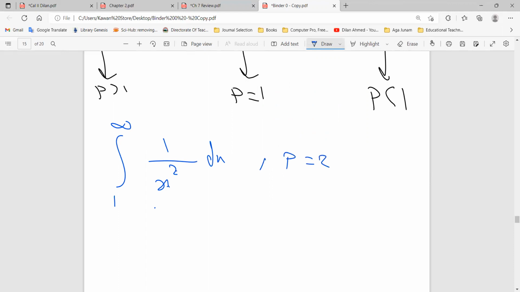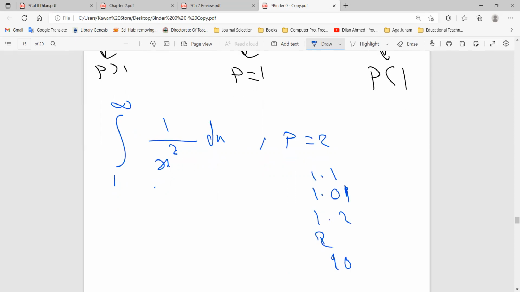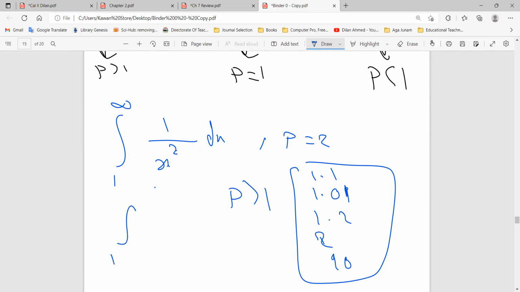The method that I am going to solve this example with is true for 1.1, 1.2, 2, 10, all of these. That's why we say p greater than 1. All of these can be solved like that. Understood? So if during your quiz or your exam I give you something like that, use the same idea that I'm going to solve with 1/x squared. Okay.